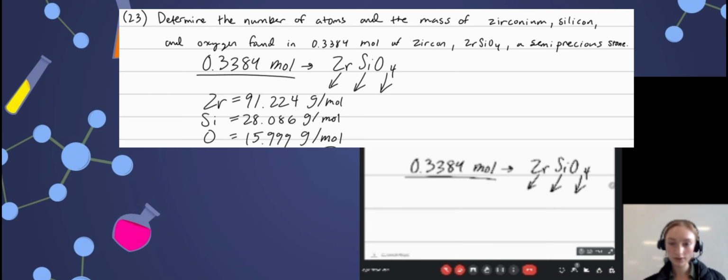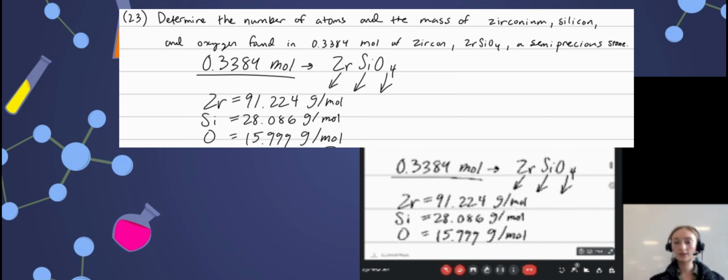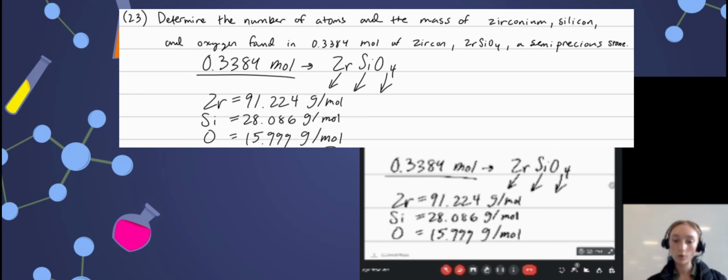So for zirconium, we have a molar mass of 91.224, and for silicon, we have a molar mass of 28.086, and we have a molar mass of oxygen of 15.999, and this is all grams per mole. So since the last problem gave us a mass and this time it gave us moles, we're going to do the same thing, but it's just flipped around, so we're starting with moles instead of mass. So it asks us to find the number of atoms of each one of these species.